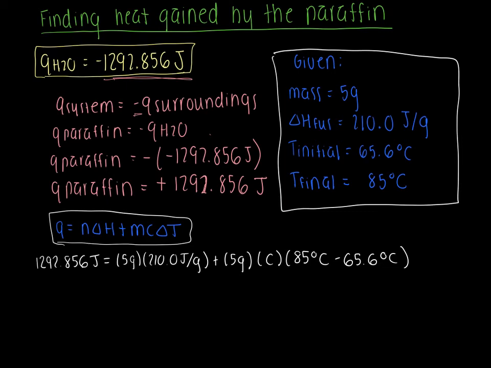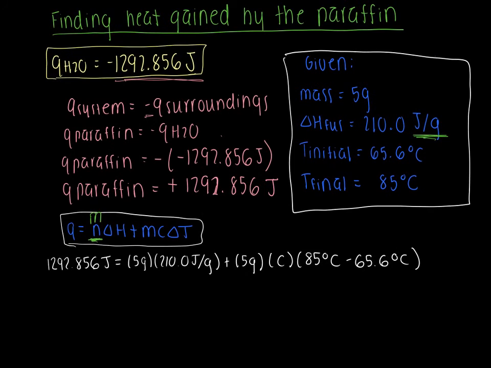Usually whenever we see n delta H, we automatically think that n is going to be in moles. But in this case, because delta H fusion has joules per gram, we're going to keep the n in grams, and so we can just think of this as an m if we wanted to. So we're going to have joules on this side and joules on this side, and that equals our joules overall.